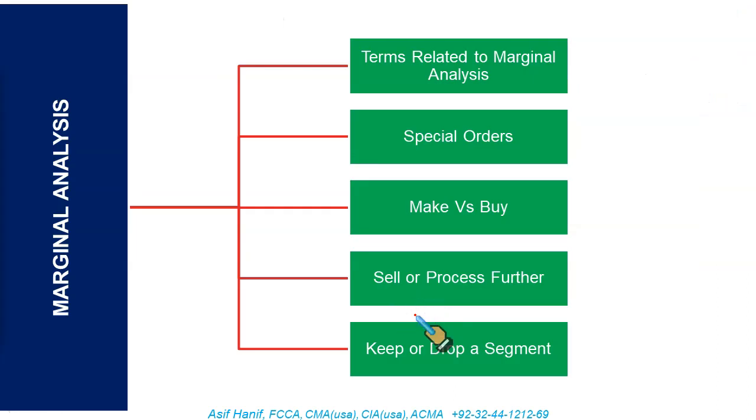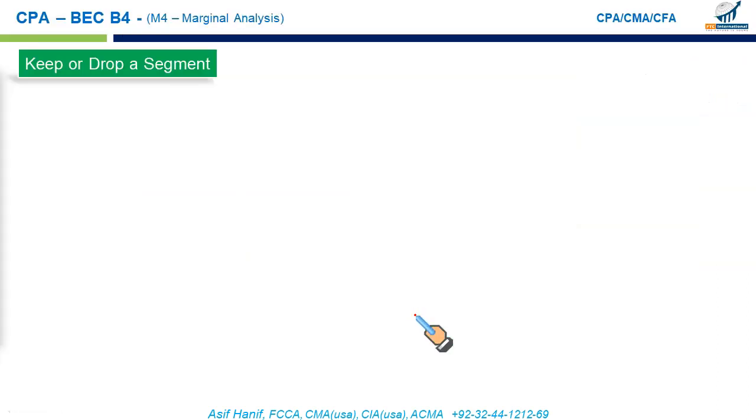The last subunit is keep or drop a segment. Why drop a segment? Why do we have to drop a segment when we are operating multiple segments? In this situation we are faced with the decision: should we carry on a specific business segment or should we drop it? It would be because a certain segment is generating repeated losses. So we need to decide, should we carry this on as a liability or should we just drop it, sell it off?